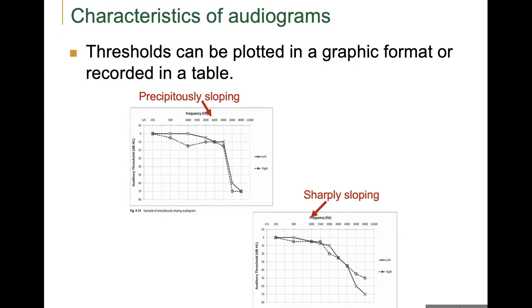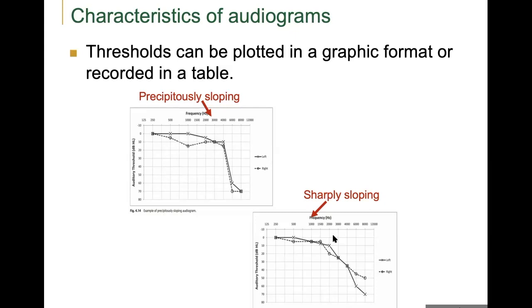Okay, we'll get into that in just a second. But really quick, we've got different types of audiograms. So you've got a precipitously sloping audiogram. So this is an audiogram that drops off significantly, as we can see here. All right, so it drops off at around 4,000 hertz and it just tanks all the way down. Okay, we refer to that as precipitously sloping.